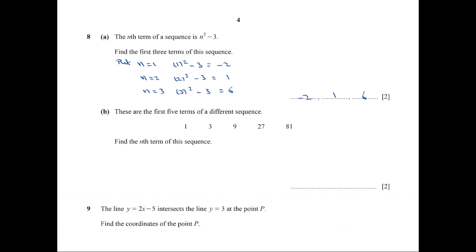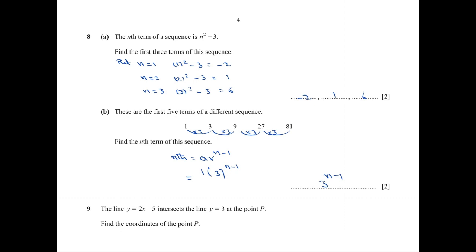The first 3 terms are negative 2, 1, and 6. These are the first 5 terms of a different sequence. It is obvious that it is a geometric sequence. We multiply every term by 3. 3 times 3 is equal to 9. 9 times 3 is equal to 27. 27 times 3 is equal to 81. We all memorize the rule of the geometric sequence: the nth term is equal to A r power n minus 1, where A is the first term, 1, and r is the common ratio, 3. In simplest form, 3 power n minus 1.